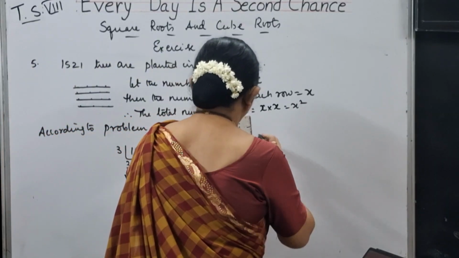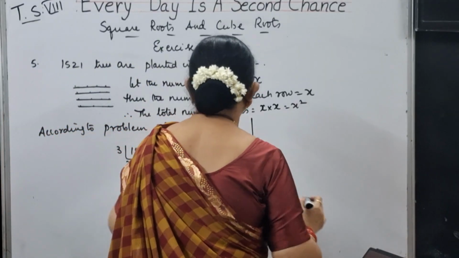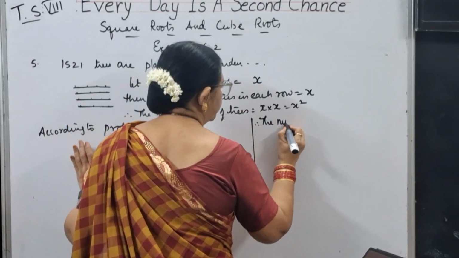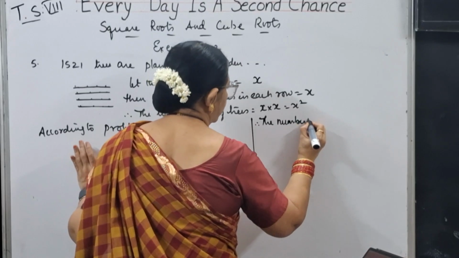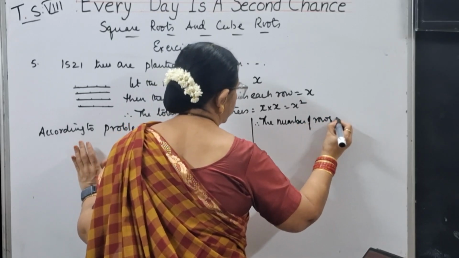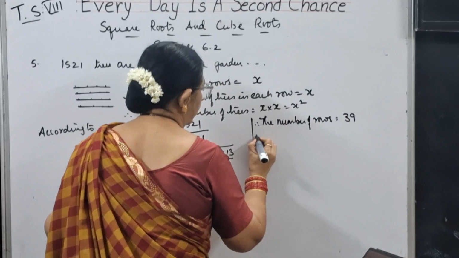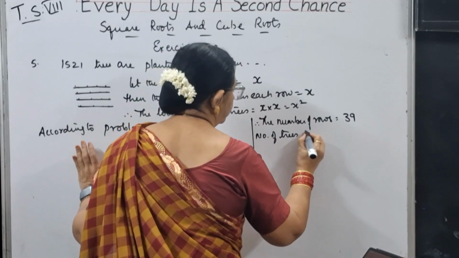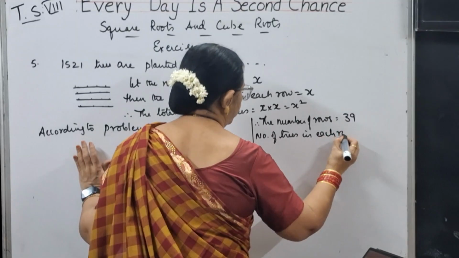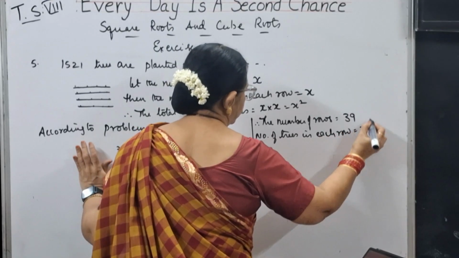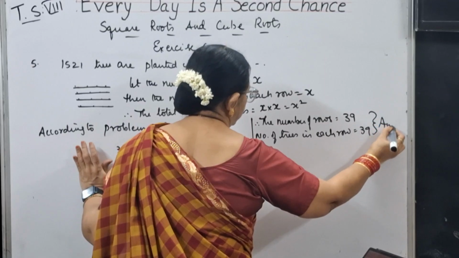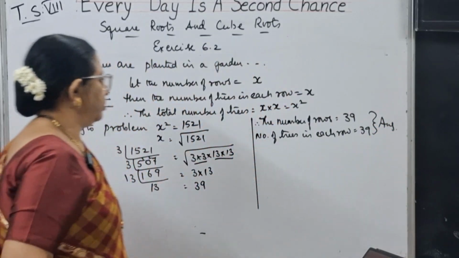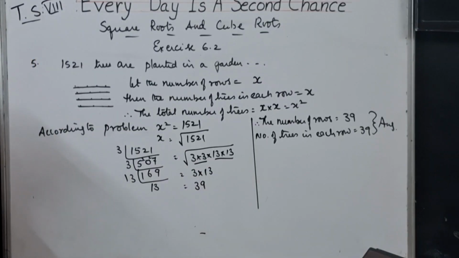So what is this x they are asking, children? X, what we have considered? Number of rows. Therefore, the number of rows is equal to 39 and number of trees in each row is also 39. These two are the answers for this problem, children. Please note it down. This is the fifth sum.